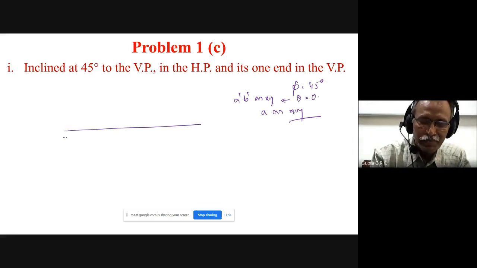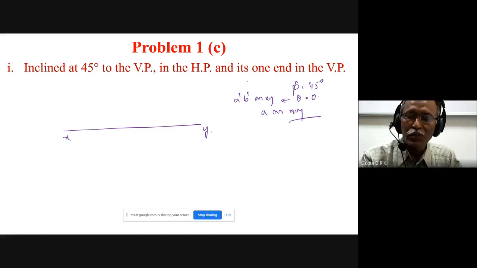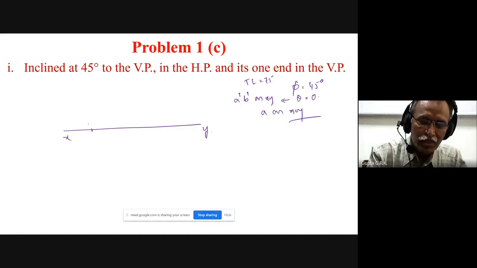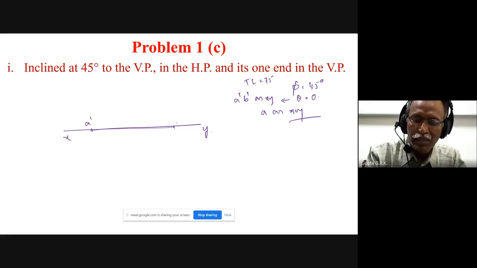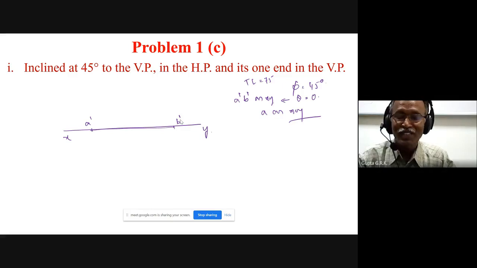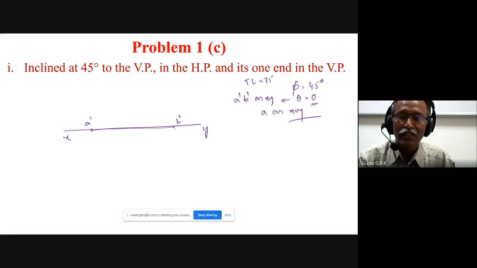Draw XY line. And for all the problems, the common data is true length 75. True length is 75. Okay. So A dash, B dash on XY. First I can draw that. So A dash, B dash, on XY completely. And it is inclined at, sorry, here it need not be true length, right? It is inclined at phi equal to 45 degrees and theta equal to 0 degrees. Okay, which gives me true length?